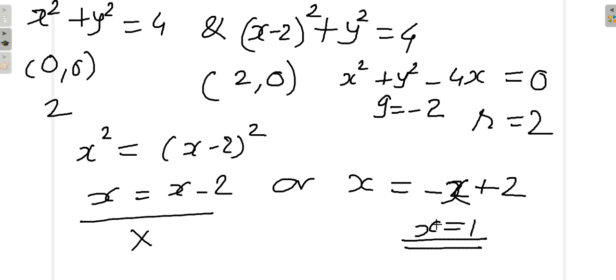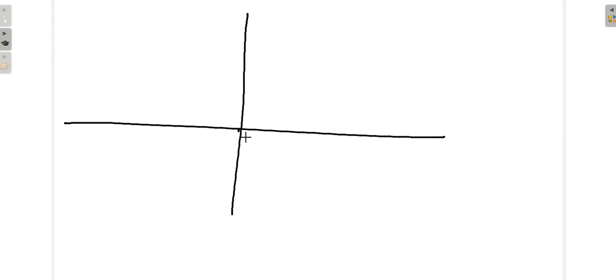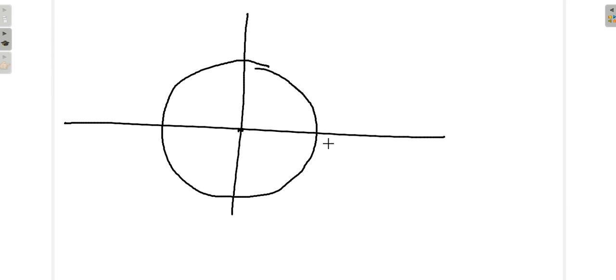Now let us draw these two circles. This is the first circle passing through origin. This is the point x equal to 2. The second circle passes through 2, 0 and its radius is 2.